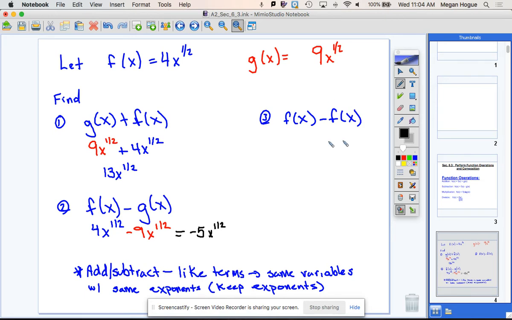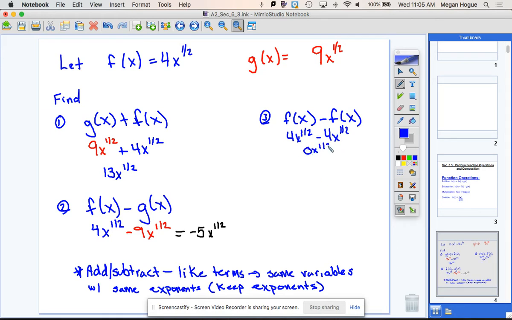Now, number 3, I should be able to answer without plugging in. We are going to go through the steps of plugging in, but we should know the answer. If I'm going to do f of x minus f of x, what should my answer be? 0. I still want you to plug in, though, for this assignment. So I'm going to plug in 4x to the 1/2 minus 4x to the 1/2. And yes, if I subtract those, I'm going to get 0.